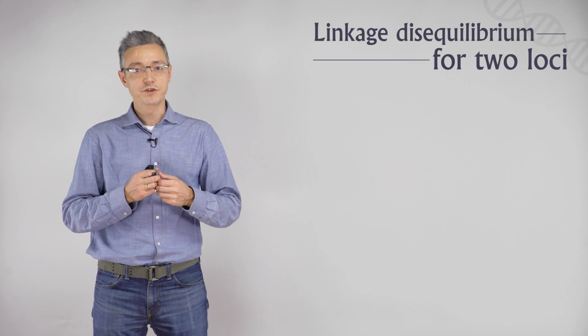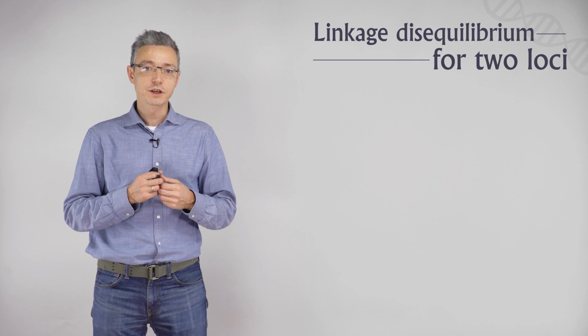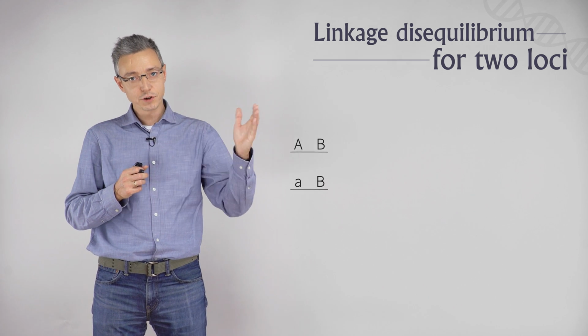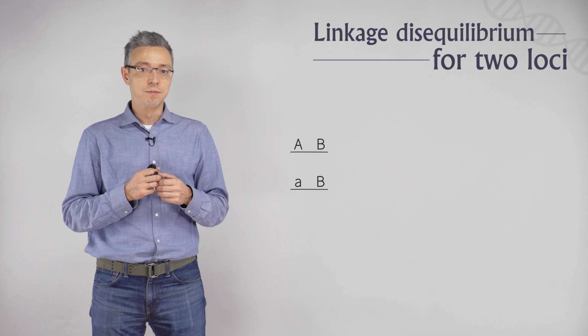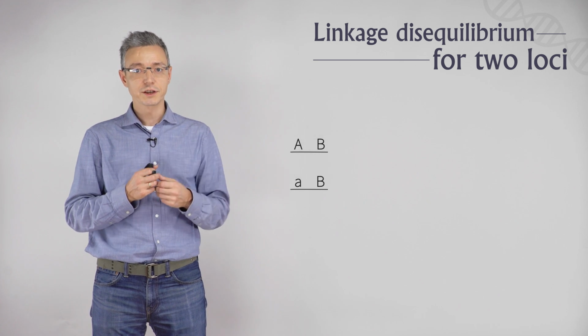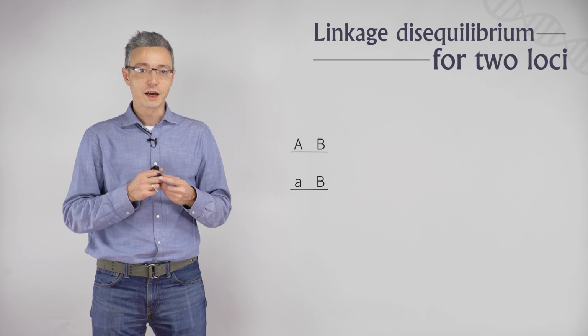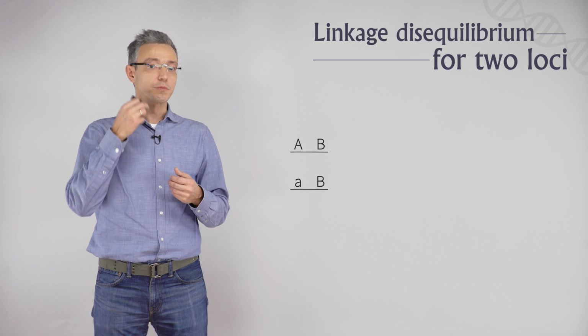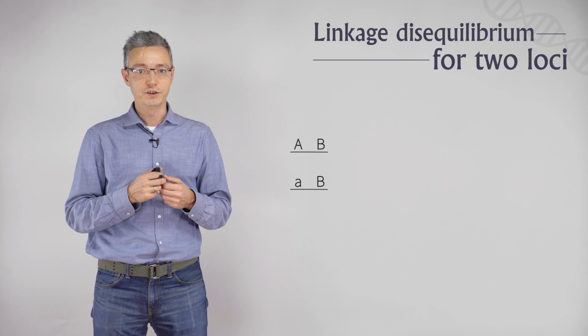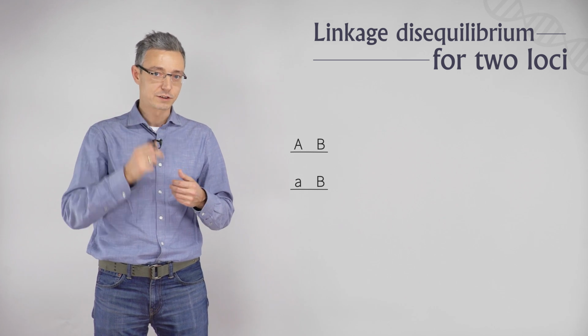So now let's think of just two locations in the genome, and we start with this simple system where at the first location the locus is polymorphic, it has two alleles, while at the second location it is monomorphic in the population considered, so we only see B capital alleles.